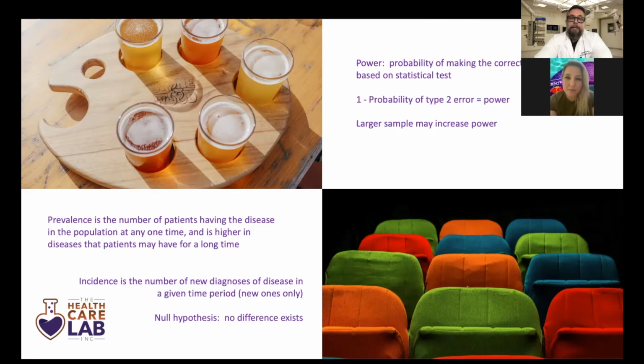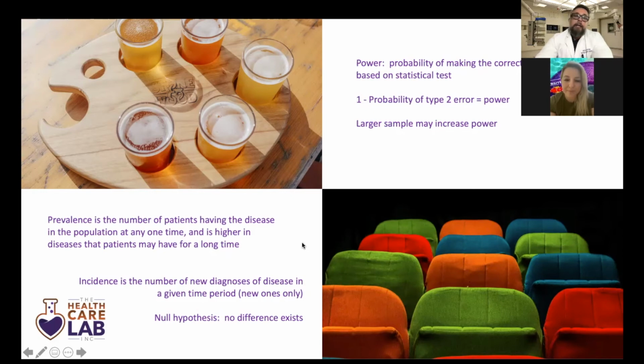Again, incidence, by distinction, is the number of new cases of a disease in a given time period, new ones only. Okay, so if we have a movie theater, all the seats being filled is prevalence. The couple people who come in and take the new seats every so often, that's incidence.